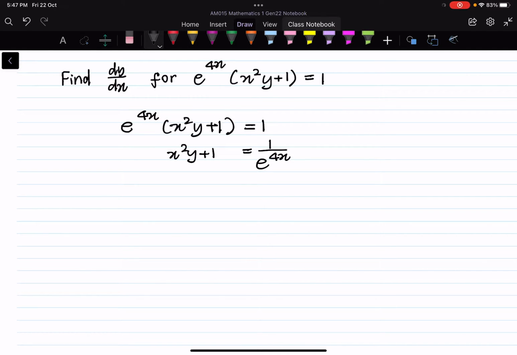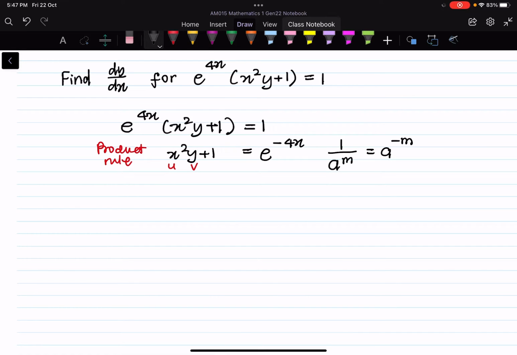And if you use the indices rule, 1 over a to the power of m becomes a to the power of negative m. So for 1 over e^(4x), it's going to be e^(negative 4x). Then we're going to use the product rule for x squared y. So this is my u and this is my v.